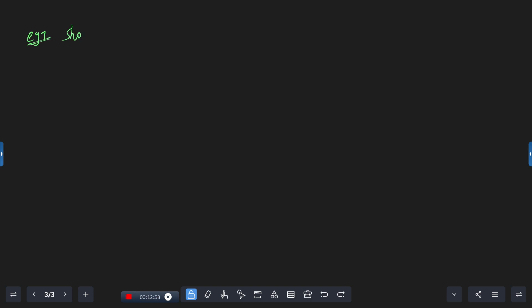Show that the function given by f of x equal to 7x minus 3 is increasing.